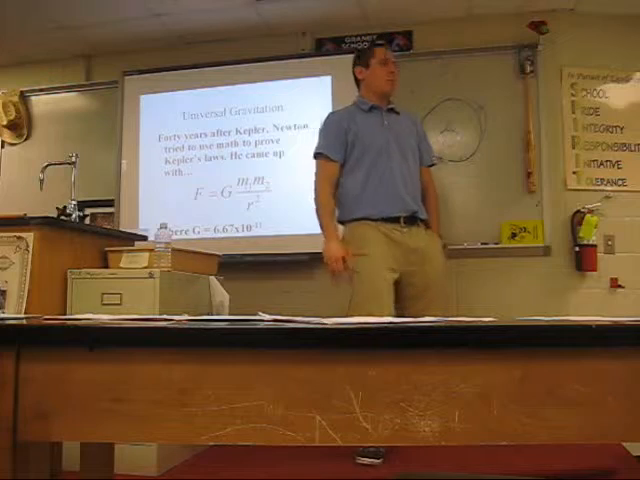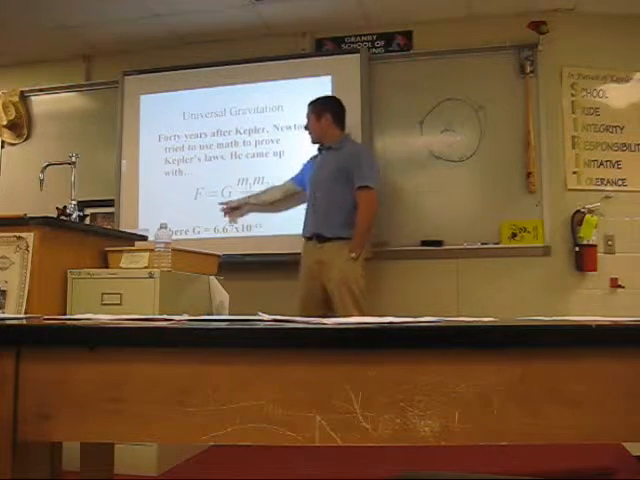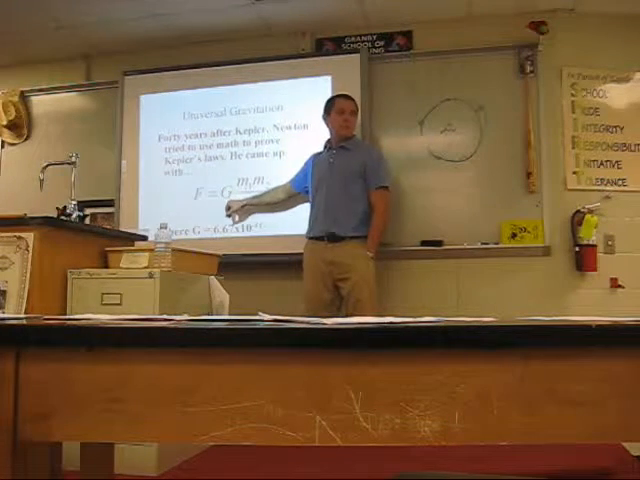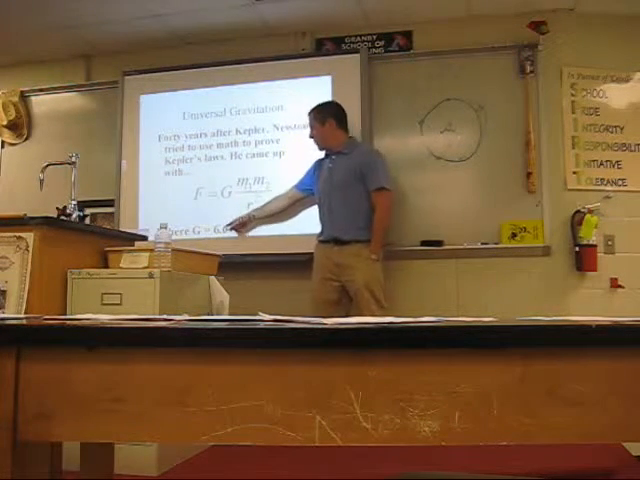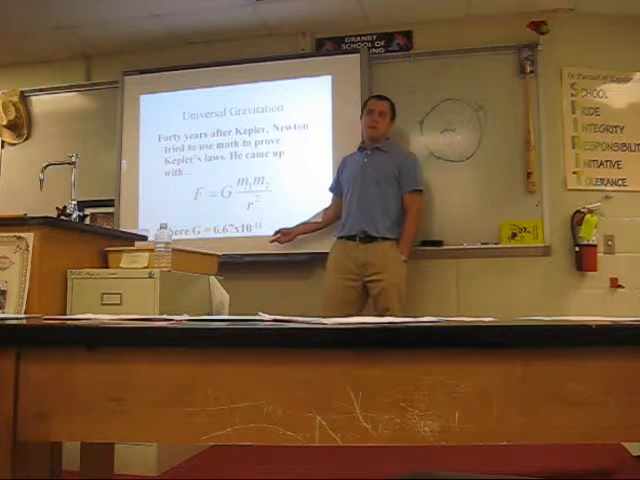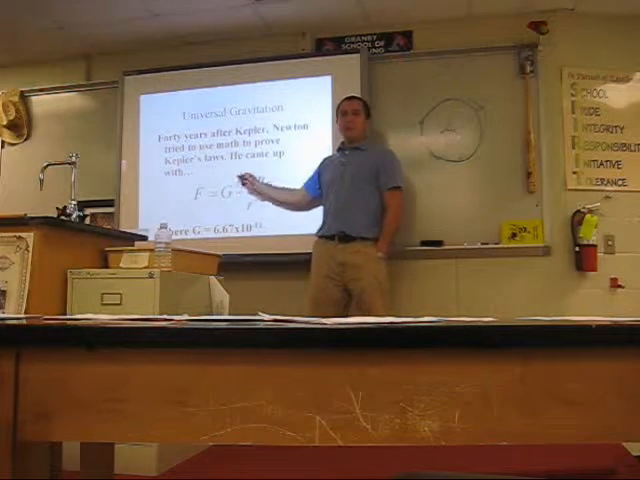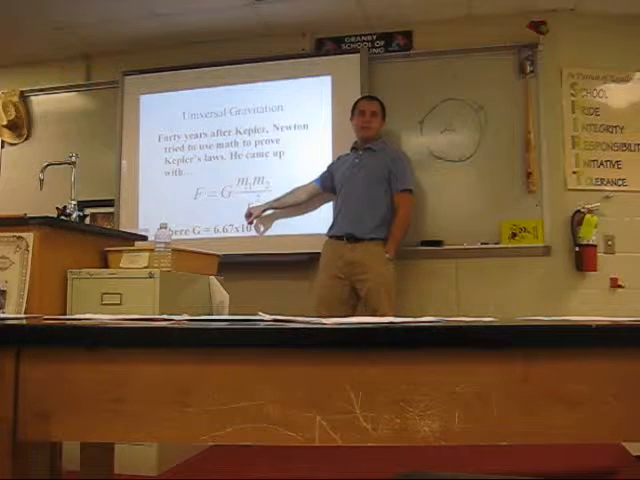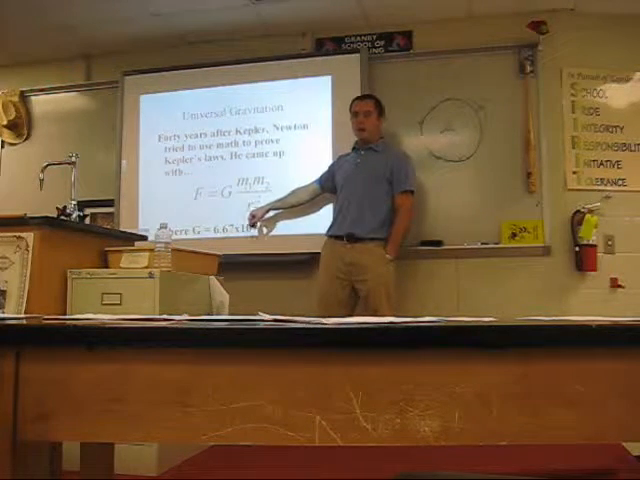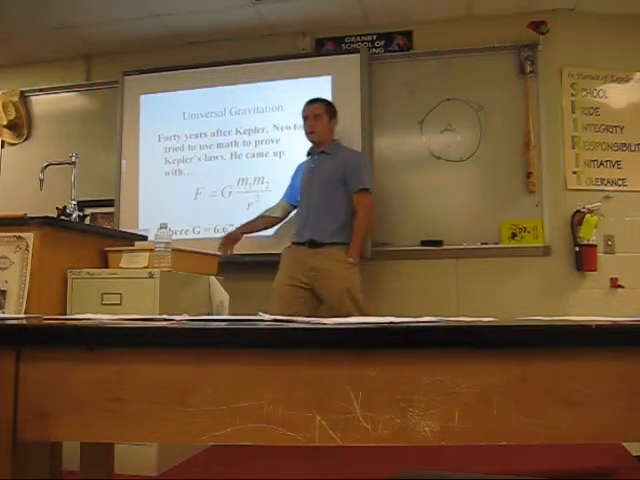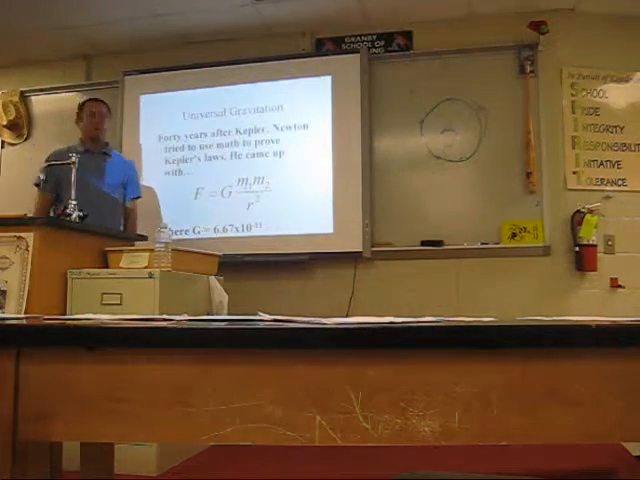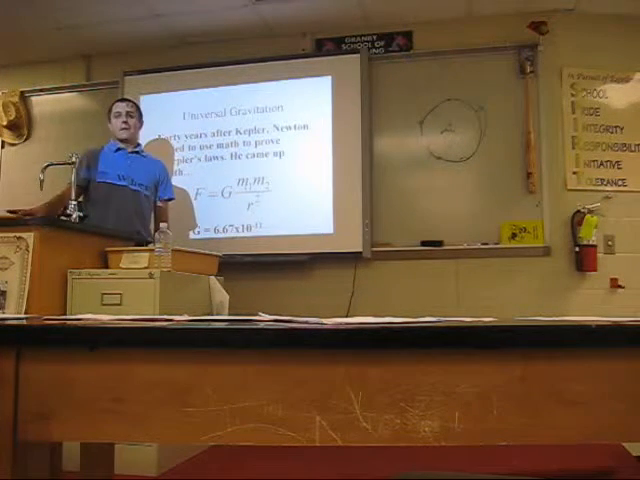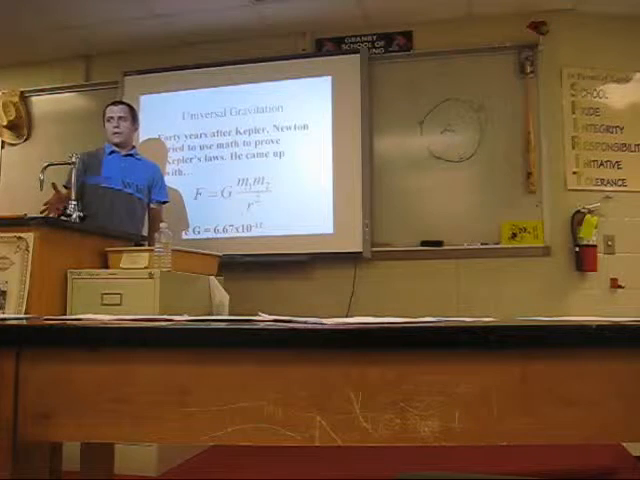But the formula he came up with for gravity was this. Force of gravity will be equal to G, which is the new number you need to know, 6.67 times 10 to the negative 11, times the mass of one object, times the mass of the other object, divided by the distance between the two objects squared. R just stands for distance, just like radius. So no matter what, any two objects that have mass have gravity.